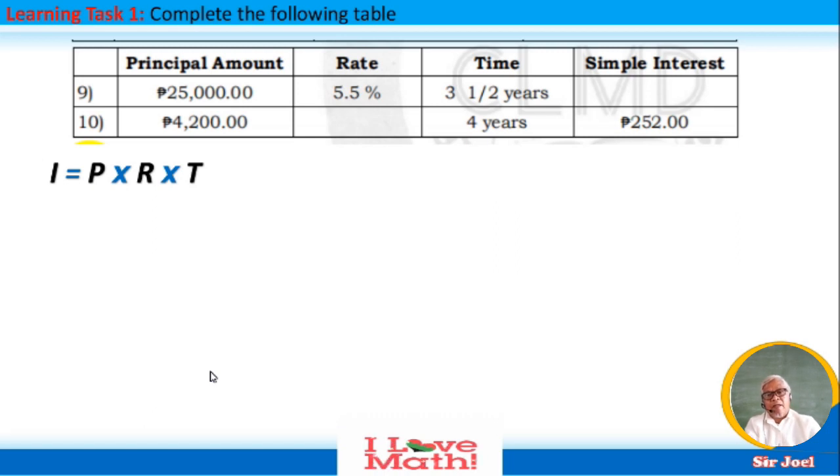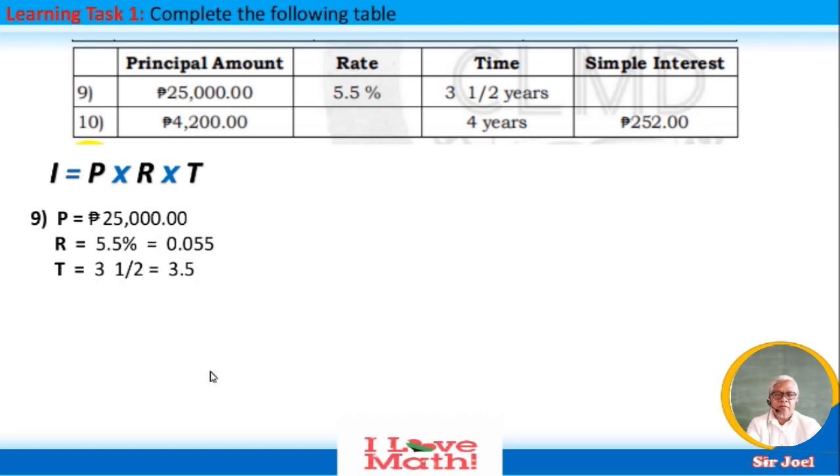So to answer problem number 9, our P is 25,000 pesos. Our rate is 5.5%, which of course is equivalent to 0.055. Again, we need to move the point 2 places to the left. Kaya siya naging 0.055. And the time, which is 3 and 1/2 years, is equivalent to 3.5. Saan naman galing yung 0.5? Kapag dinivide yung 1 and 2, that is equivalent to 0.5. Okay? Kaya siya ay naging 3.5.